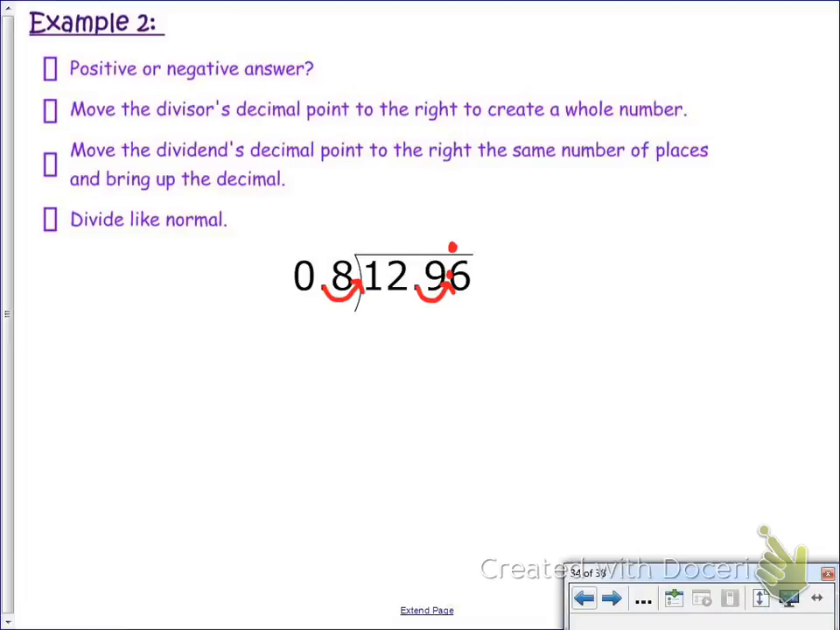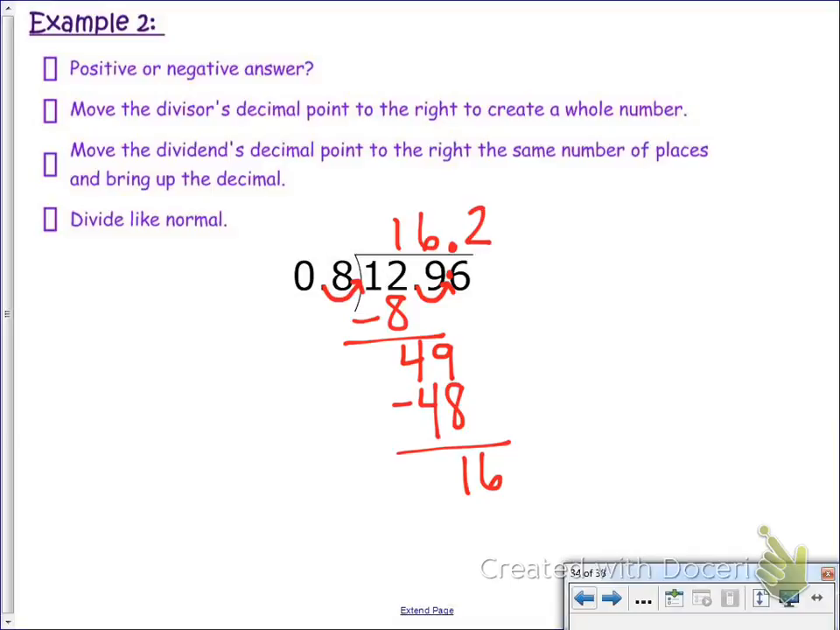8 goes into 12 one time. And then we bring the 4 down. 8 goes into 49 6 times. Sorry, I apologize. 6 times, minus 48. And then we bring down that last 6. 8 goes into 16 twice.